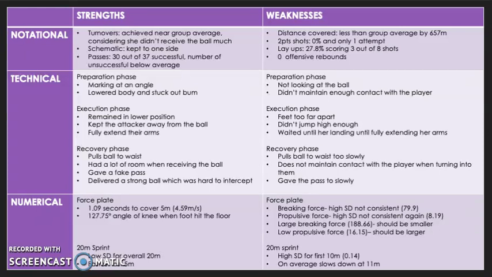In the execution phase, a disadvantage was that she had her feet too far apart, which was a weakness because it gave the attacker the opportunity to get past her. It was also evident that she didn't jump high enough when pushing off to catch the rebound. This is a weakness because she's quite small as it is, and any other taller player would have been able to get the ball before her.